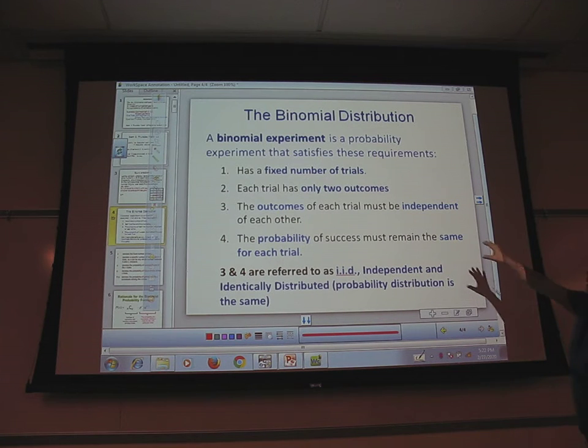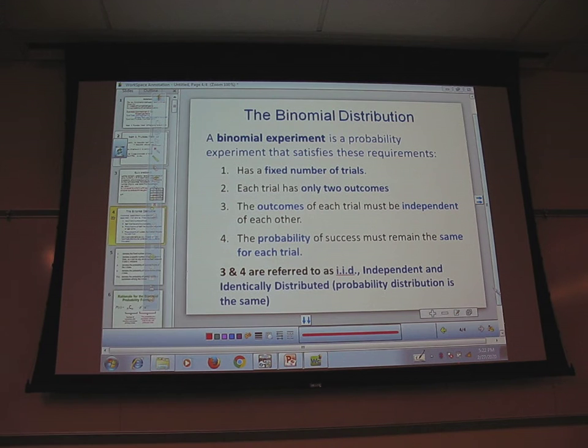And the last thing, the most important thing, is these two. The probabilities have to stay the same. So if I flip a coin, it better be the same probability each time of getting heads. If I draw a marble, remember last time if we didn't replace the marble, the probabilities changed. So that was not binomial. But if you put the marble back and replace it, then the probability stays the same, and then it would be binomial if you drew over and over again from that same group of marbles.